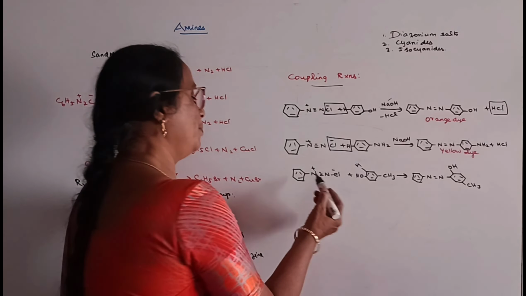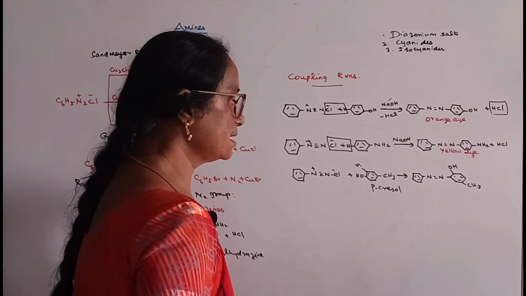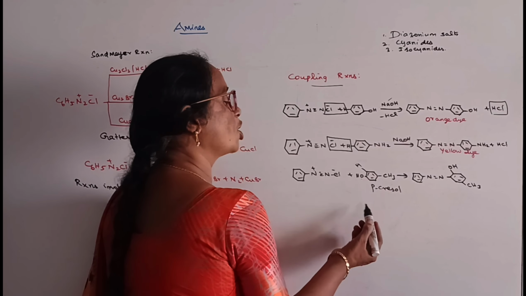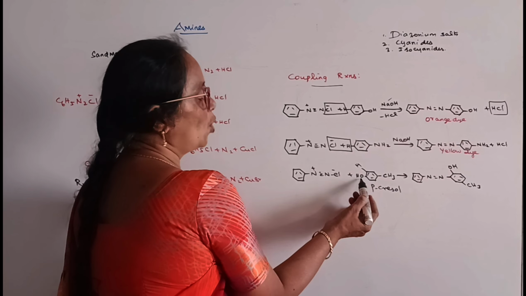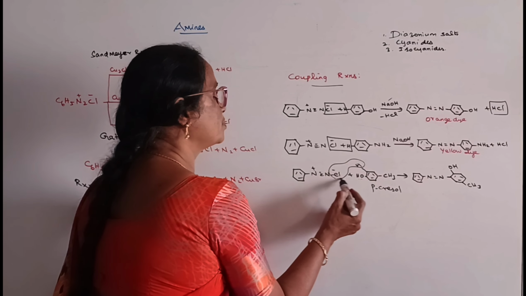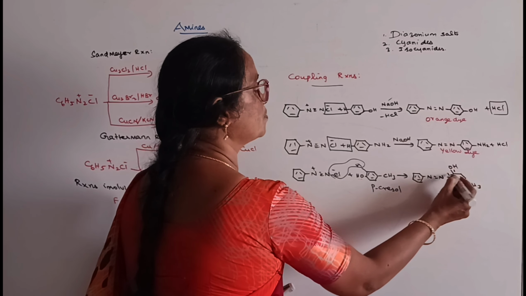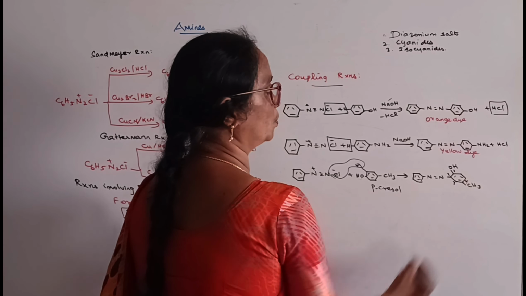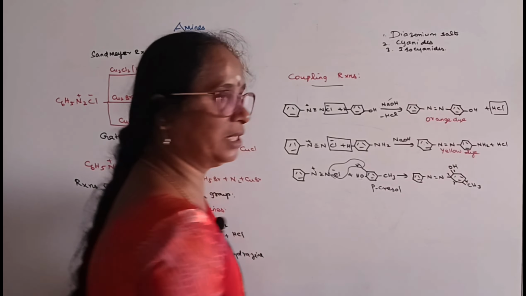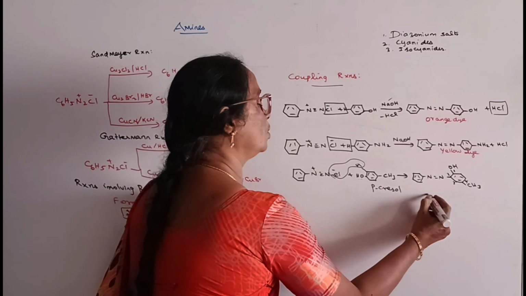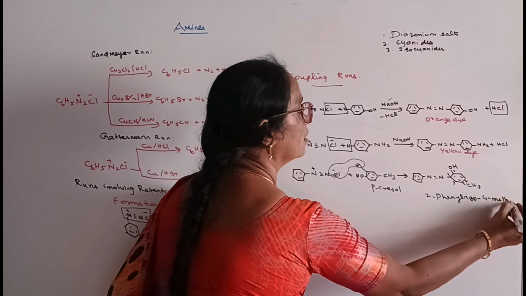When benzene diazonium chloride is treated with para-cresol, both para positions are occupied by the OH group and the methyl group, so the hydrogen next to the OH position is substituted by the diazonium group. Numbering, this is first position, second position, third position, fourth position. At the second position we have the azo group, and at the fourth position the methyl group is present. So we can write 2-phenylazo-4-methylphenol.